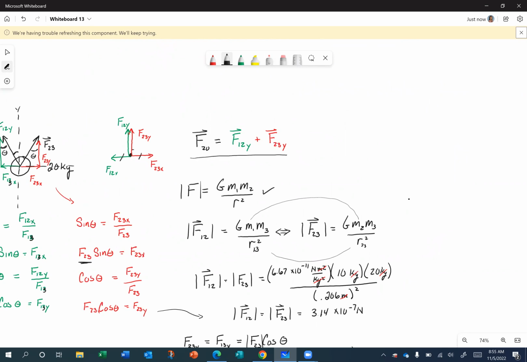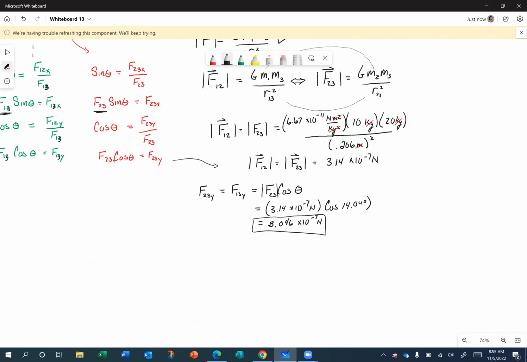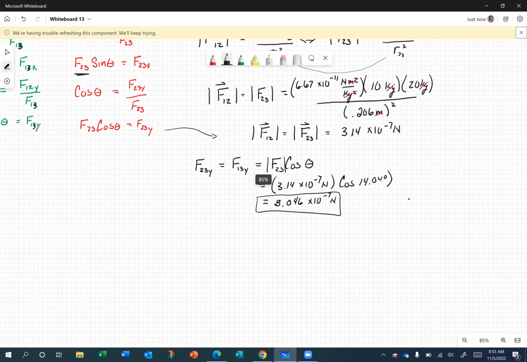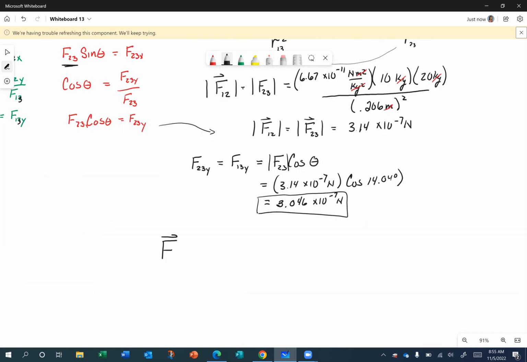So using this equation, the net force on the 20 kilogram is the y components added together. So my net force on the 20 is equal to 3.046 times 10 to the minus 7 N J hat plus 3.046 times 10 to the minus 7 J hat. Since they are going in the same direction, that's simply going to be 2 times 3.046 times 10 to the minus 7 newtons in the J hat direction.